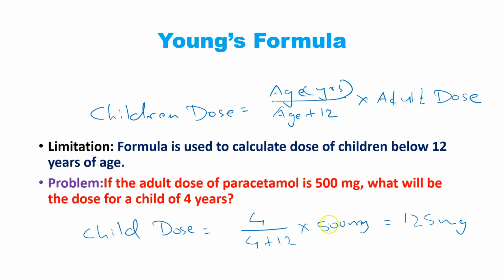Whatever dose we have taken over here, the unit is milligram, so the quantity we get is also in milligram. So the child dose is equal to 125 milligram, and the adult dose for paracetamol is 500 milligram. This is how you can calculate the child dose by using Young's formula. But remember that it has a limitation. It can be used only up to 12 years of age. Below 12 years, you can utilize this formula. And above 12 years, how to solve it? I will go further and tell you which formula you can use.